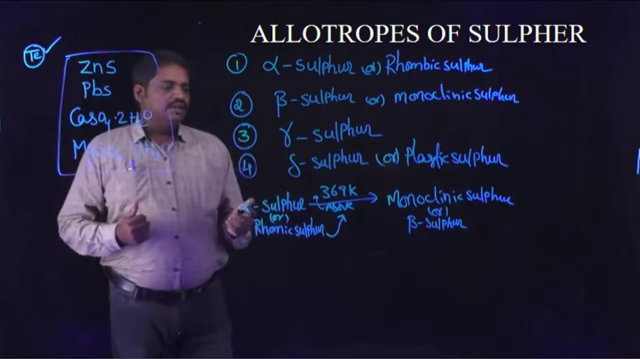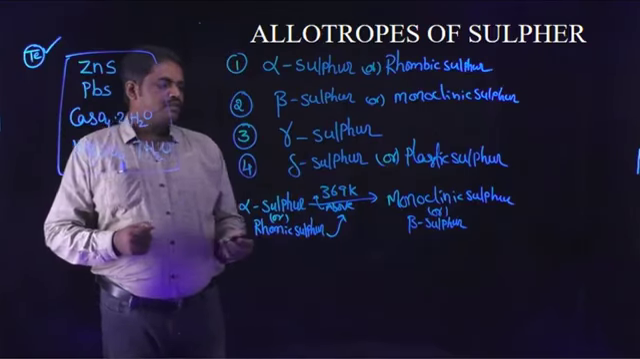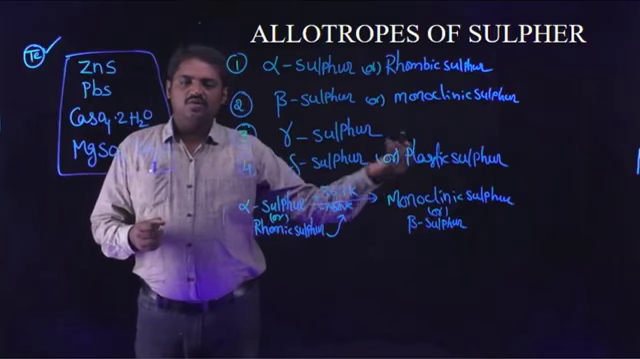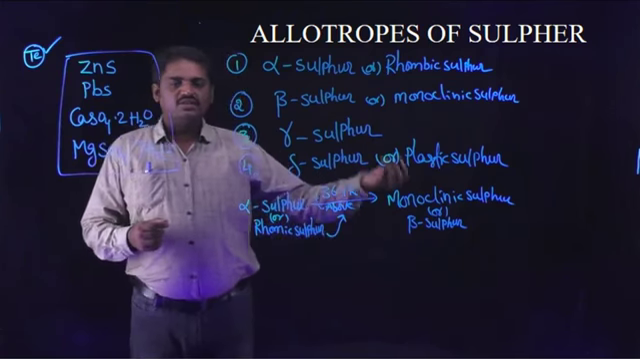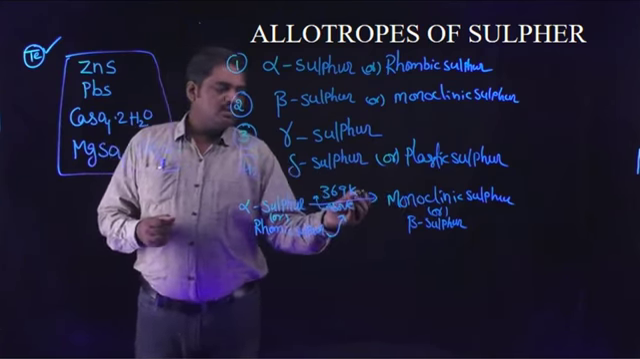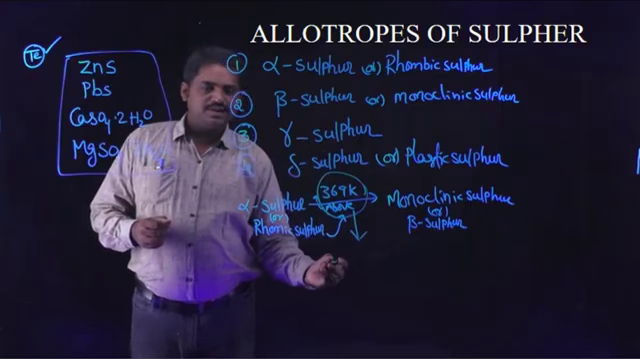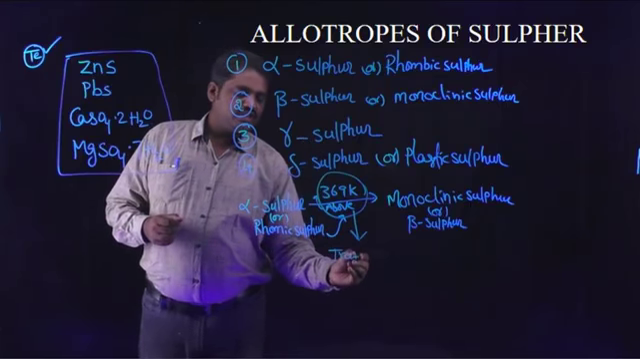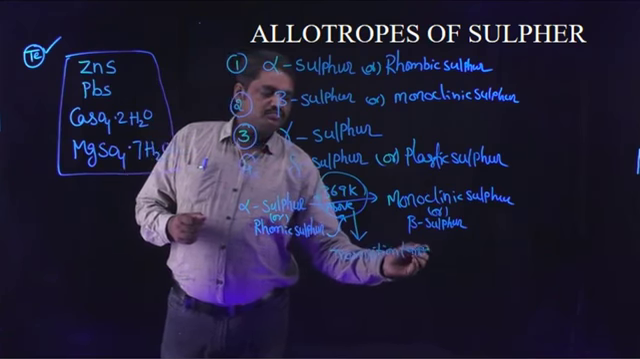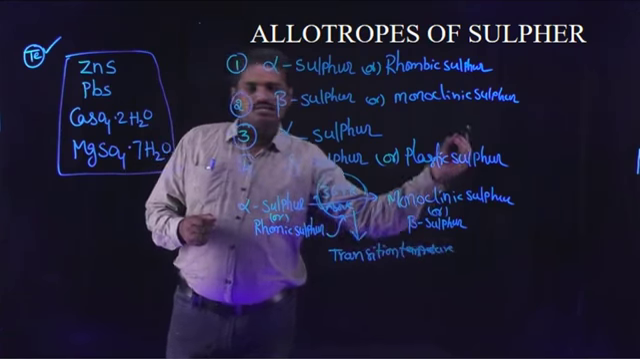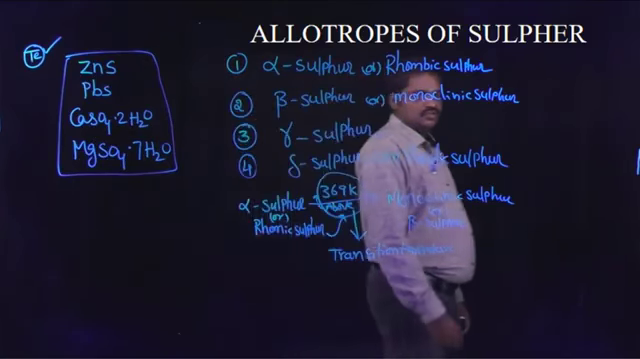So alpha sulfur at 369 kelvins is converted to beta sulfur or monoclinic sulfur. Rhombic sulfur heated at 369 kelvins is converted to monoclinic sulfur. This temperature is known as the transition temperature. These are the different forms of allotropes.